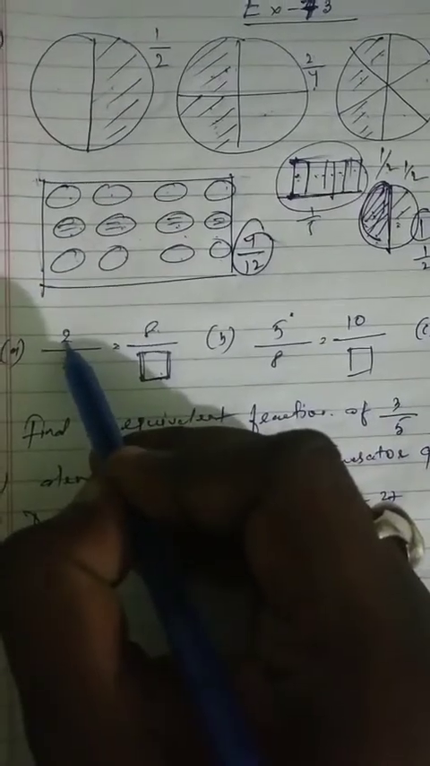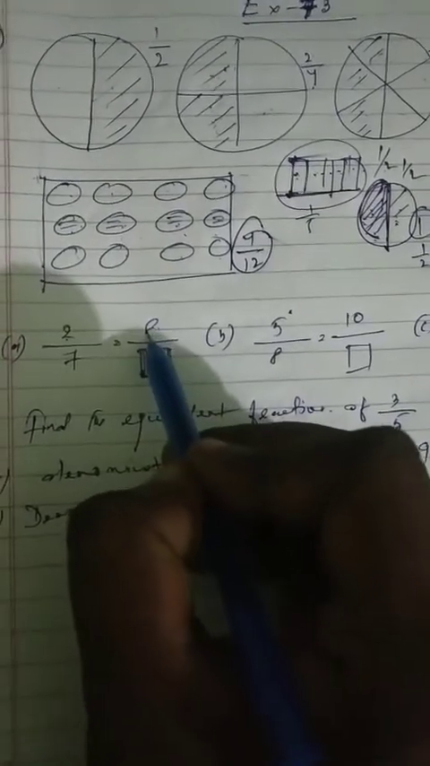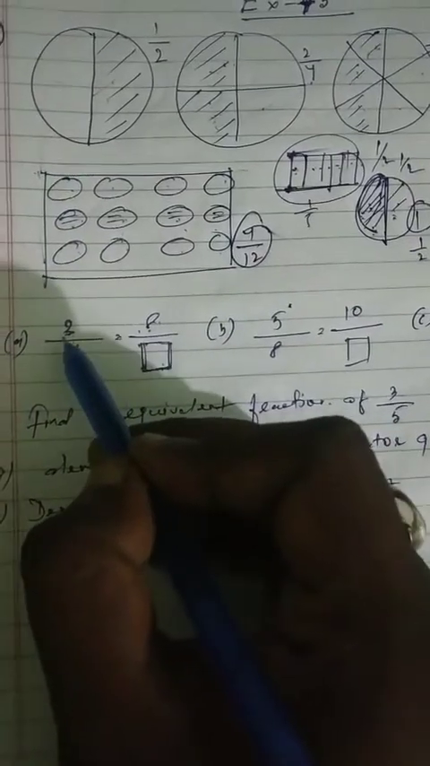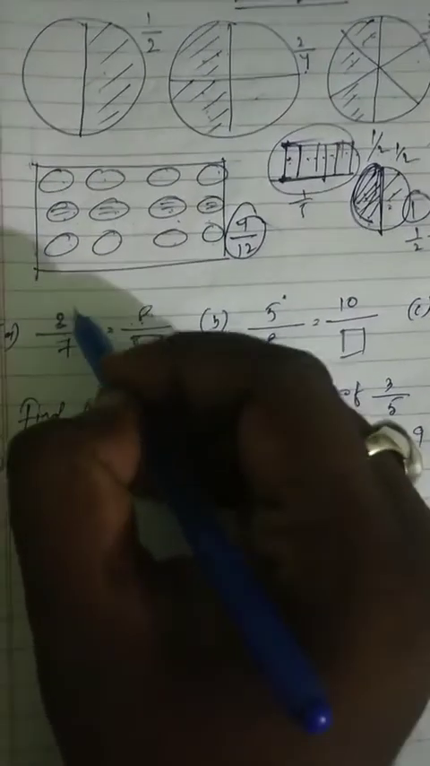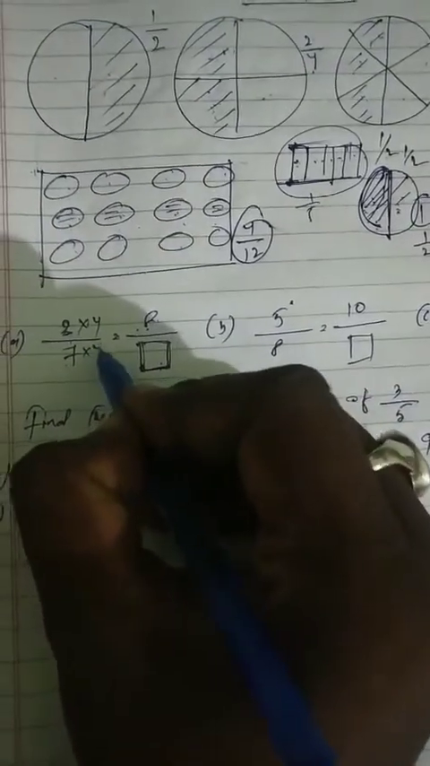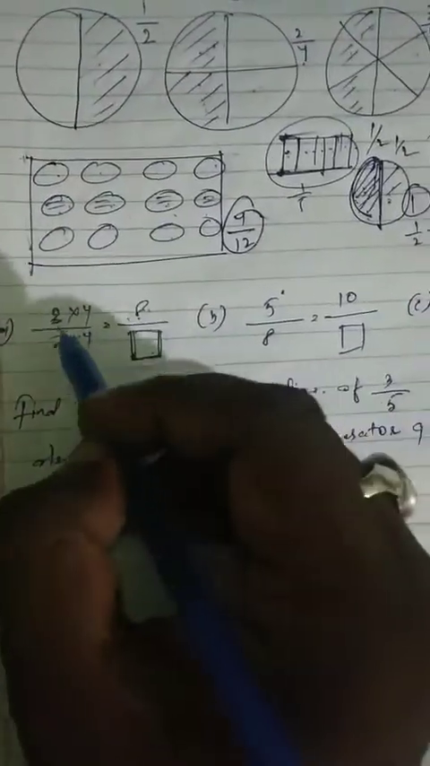Now my question goes to everyone. When does 2 turn into 8? When we multiply it by 4. 2 turns into 8 when we multiply 2 by 4. So if I multiply 2 by 4, with the same number I have to multiply 7 also. Why? Because we are just dealing with equivalent fractions.